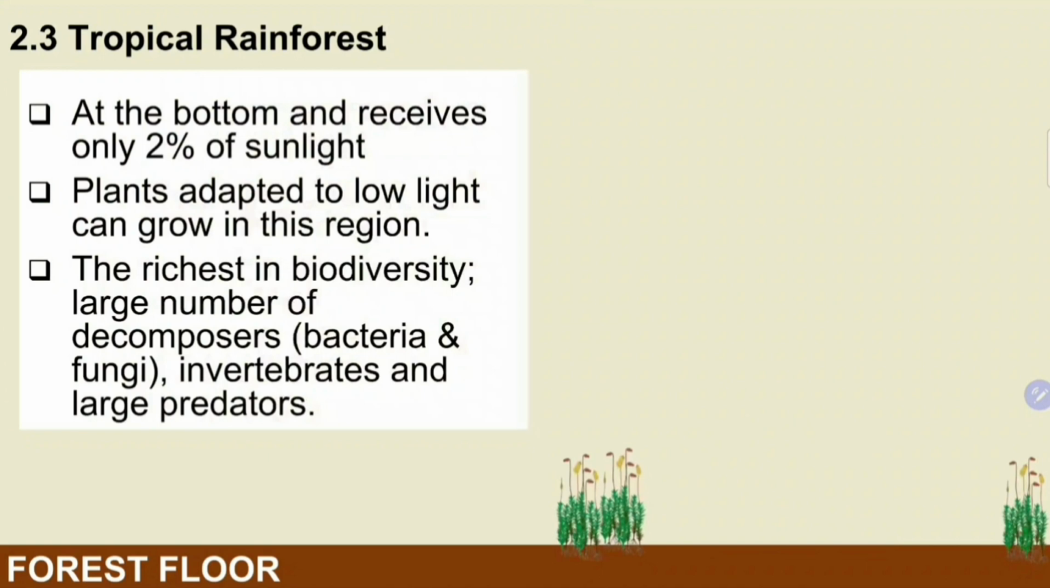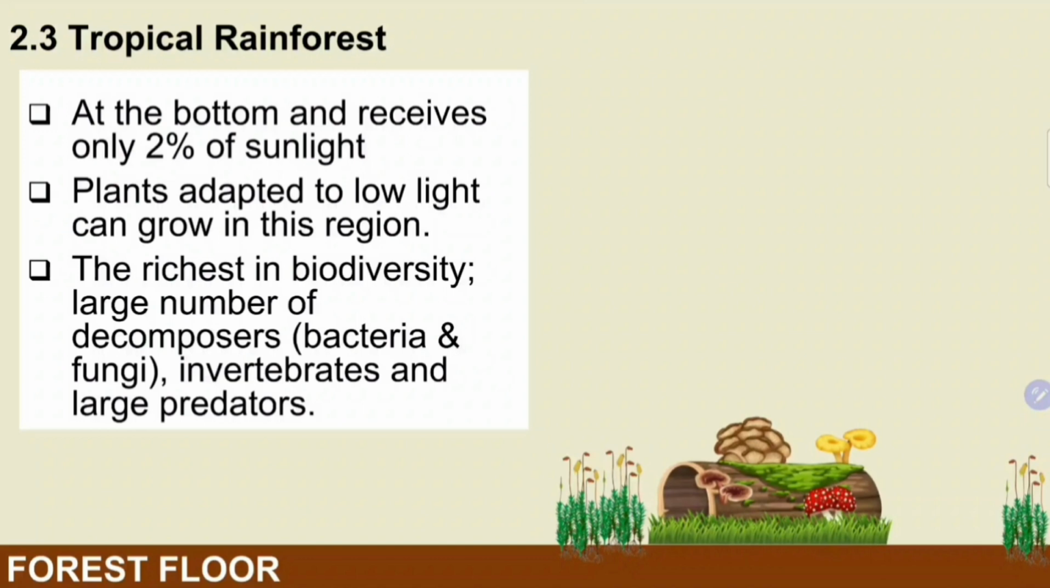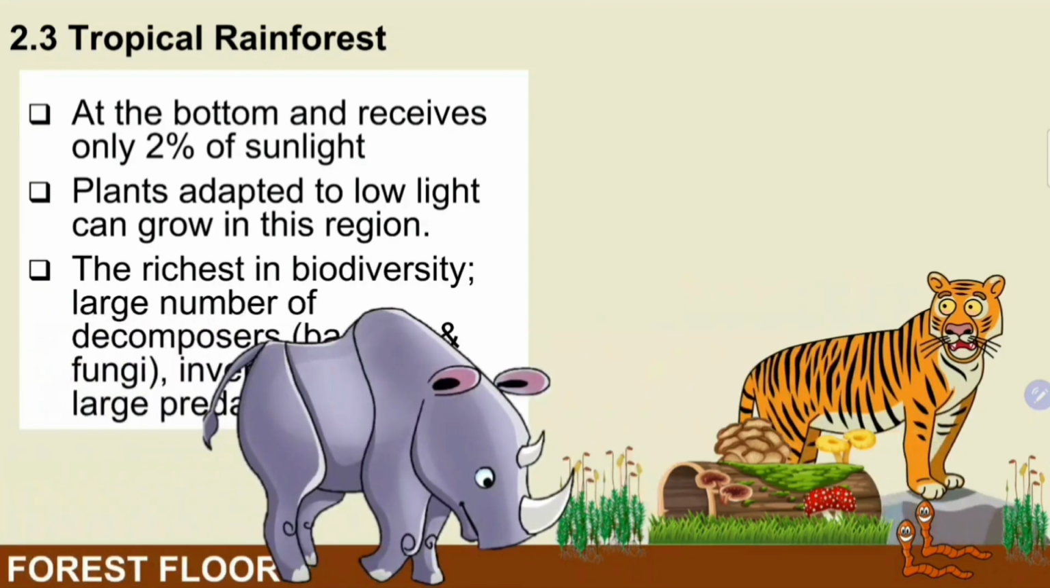The forest floor is the richest in biodiversity because they have large number of decomposers like bacteria, like fungi, and other invertebrates like the earthworm. And lastly, large predators.